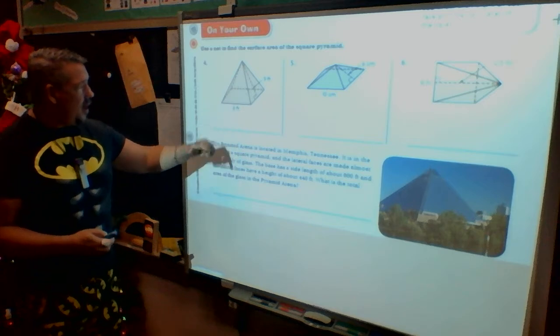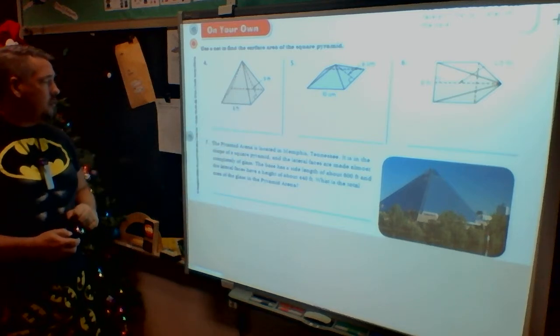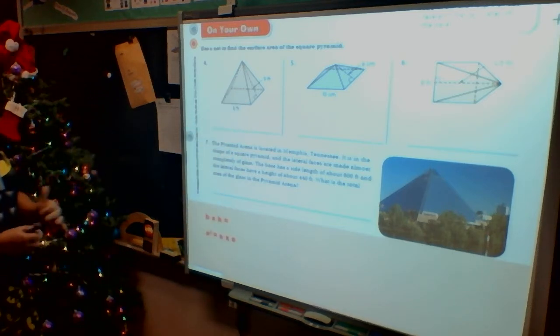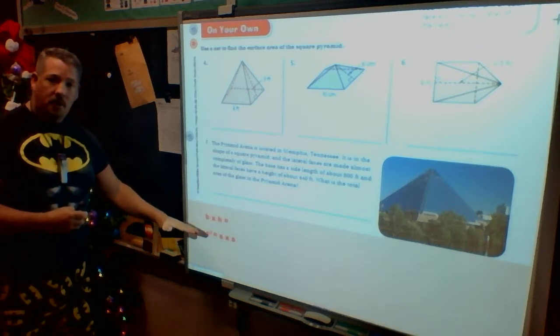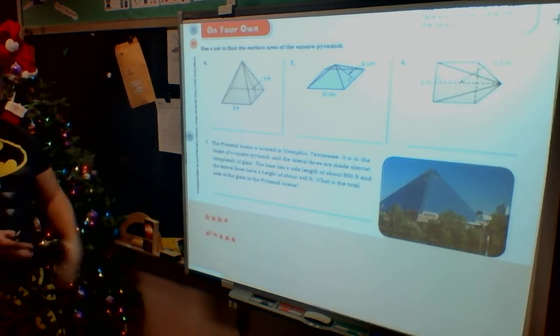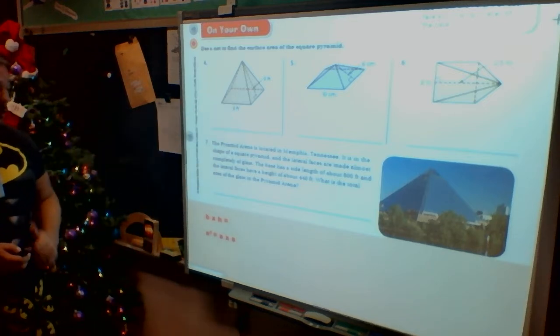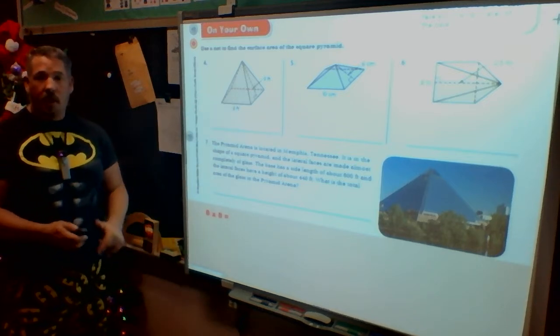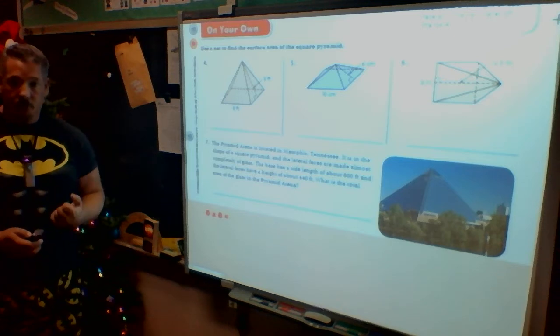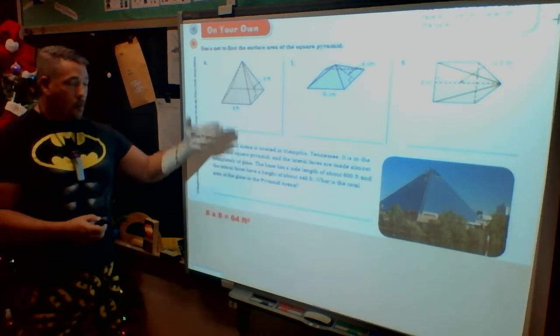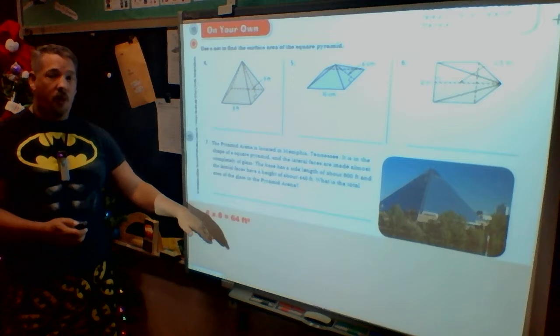I have a base of 8. I have a height of 9. So 8 times 9, I'm going to use my base times my height, or because it's a square, I can square the side. Going to use 8. Either way, 8 times 8 is what? Hopefully you thought 64. So I know my base is 64 square feet.